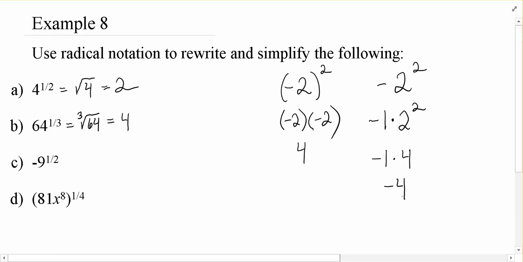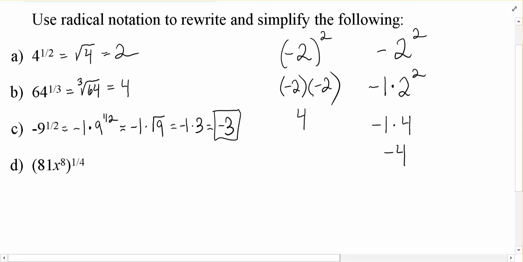And so really the same thing needs to apply on example C. This is really saying -1 times 9 to the 1/2 power, or -1 times the square root of 9, or -1 times 3, or -3. That's really what this is saying, is take the negative after handling the exponent.